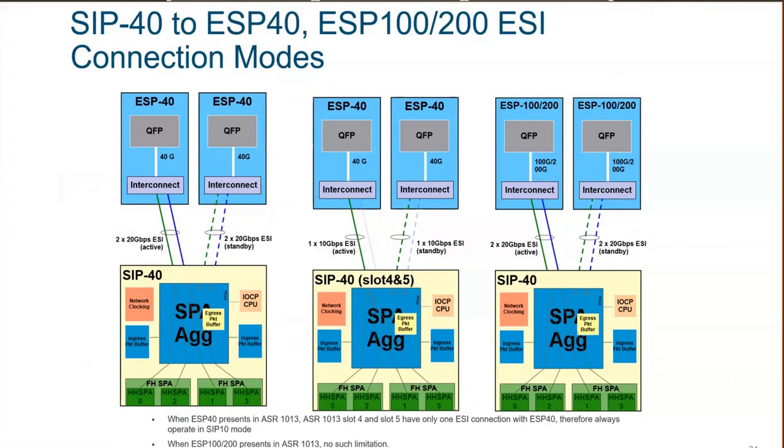The first 4 will have the normal links, that is 2 x 20 Gbps. But the last two, slot 4 and slot 5, will have 1 x 10 Gbps links, so the throughput on those SIP modules will be limited. But with the ESP100 and 200, there is no such limitation; all the slots will have 2 x 20 Gbps ESI links. This limitation applies only if the SIP40 is used with ESP40.